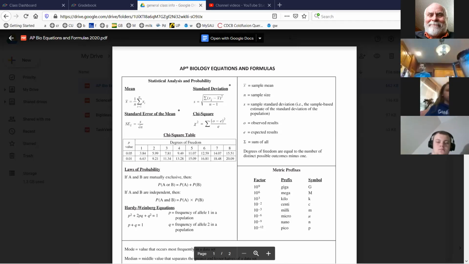Okay, so standard deviation over here on the right, except I got part of your picture in the way from where I copied the screen. Over on the right, it tells you what everything means. So X bar is the sample mean, or the average of the group of numbers we're talking about.